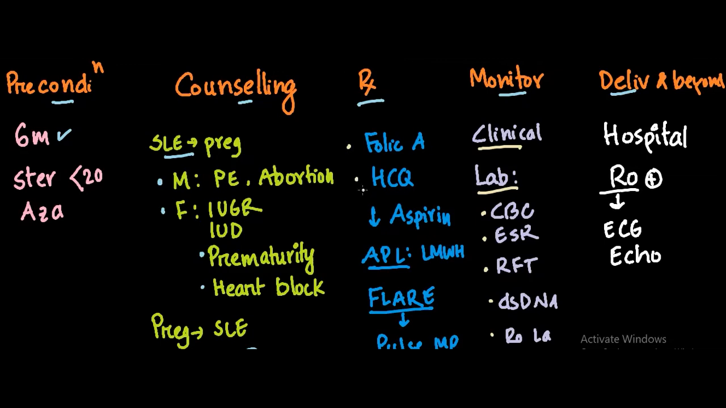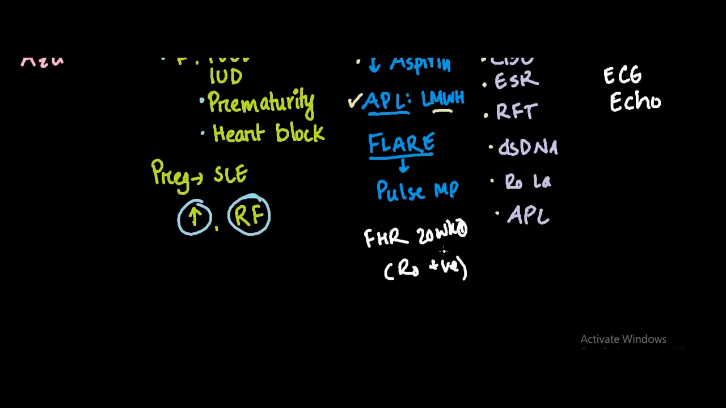Continue hydroxychloroquine, which is 6 to 6.5 milligram per kg per day throughout the pregnancy. Give low dose aspirin in all patients. And if the patient has positive APL antibodies, we have to give low molecular weight heparin. If the patient has a flare of the disease during pregnancy, we have to give pulse methylprednisolone.